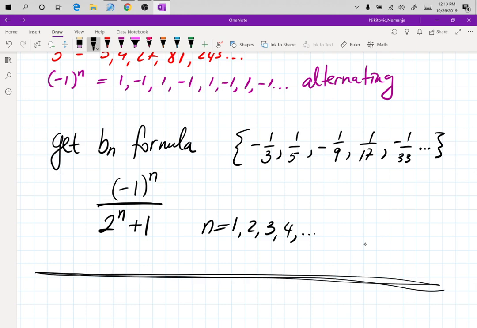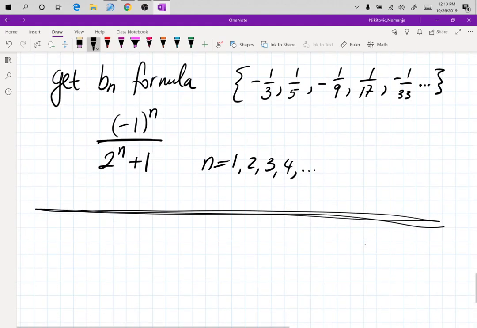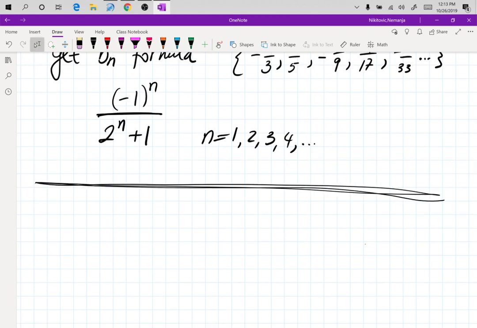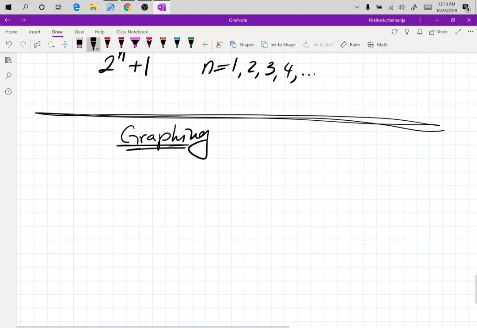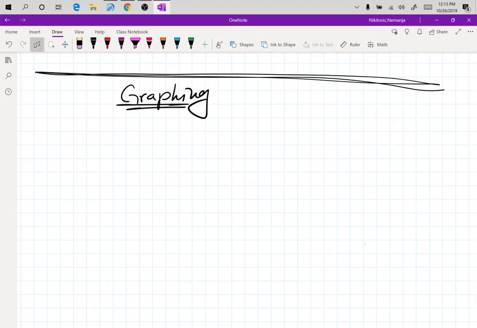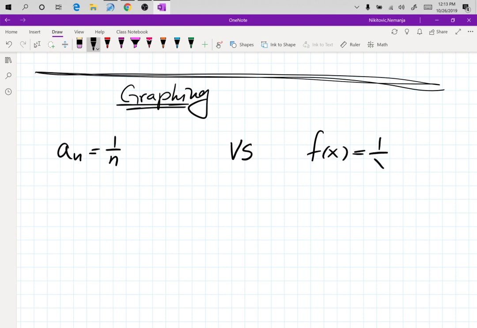So now we understand the sequences, and before we go into terminology and all of these kind of things, here is the second most important thing about sequences, and that is, actually no, let's do graphing first. Graphing. a_n equals 1 over n versus f of x equals 1 over x. I did tell you earlier, regard notation a_n as f of x.